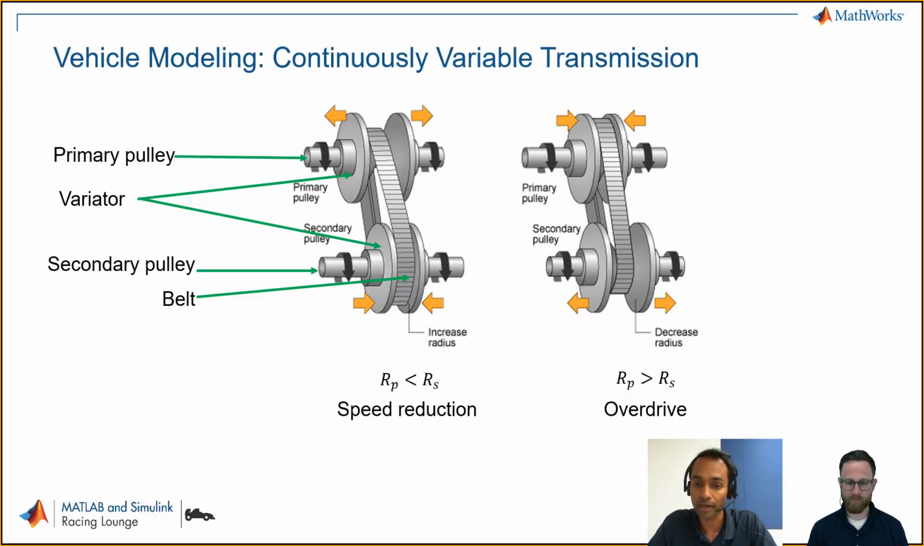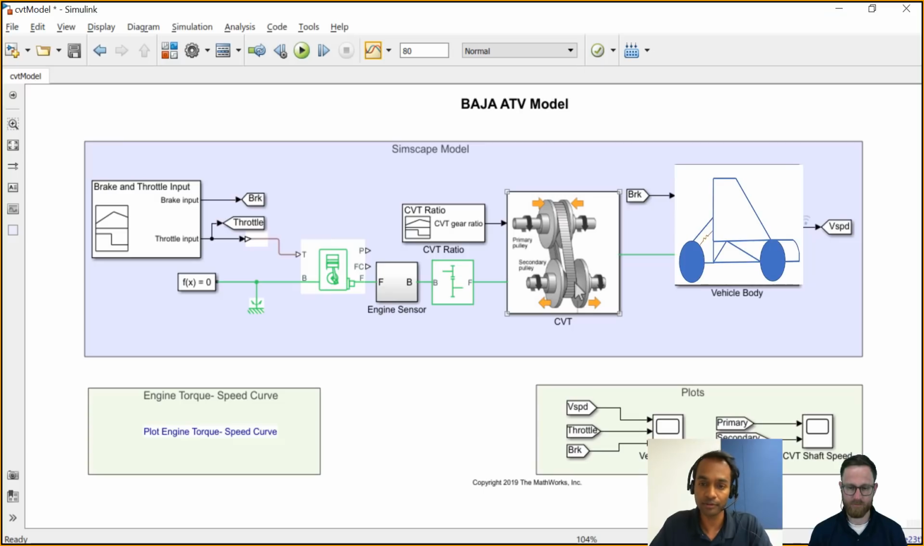On the other hand, when the variator of the primary pulley moves inward, the variator of the secondary pulley will move outward and it will lead to overdrive. Right. So now if we have to model this in Simscape, let's see what we have to do. This is the CVT block we have made.